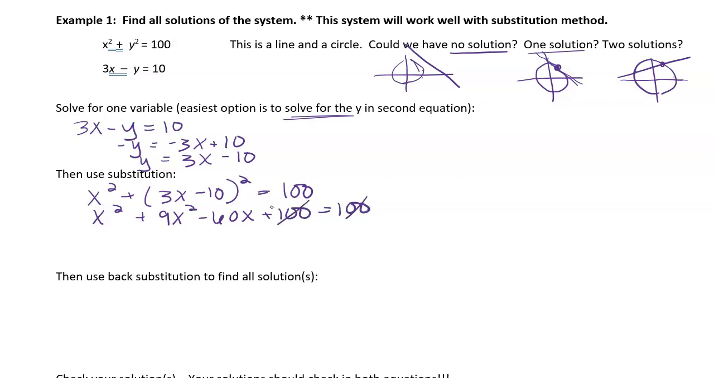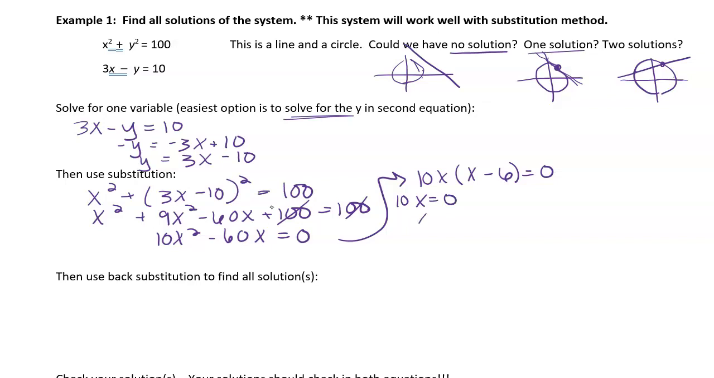The 100s end up subtracting out. Excuse me, and then I can factor out a 10x, and I get 10x equals 0, x equals 0, x minus 6 equals 0, x equals 6. So I'm getting two x values. That tells me that I'm going to have at least 2 points. So I need to figure out what's going on when I use an x value of 0, and then what's going on when I use an x value of 6.